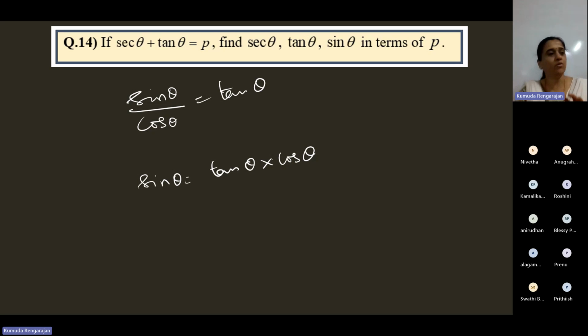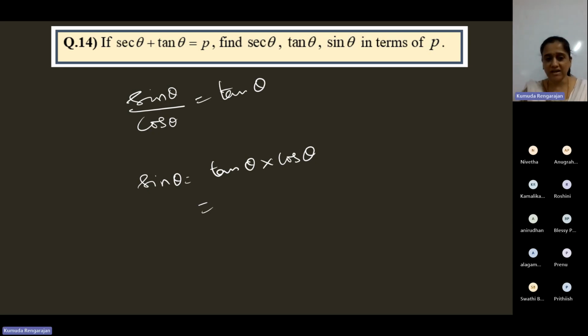Let's see, what have we found already? Secant theta and tan theta we already found. What should we find? Sine theta. Now we know that sine by cos is tan. When you cross multiply, sine is tan into cos. So tan value we have. And cos we don't have, but we have secant. So multiply, you will get sine theta.